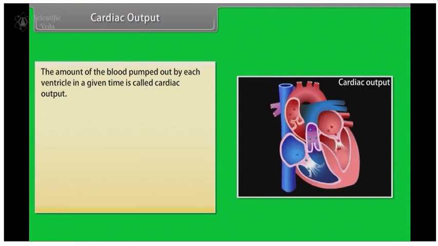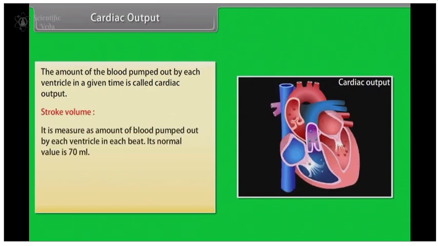Cardiac output. The amount of blood pumped out by each ventricle in a given time is called cardiac output. Stroke volume is measured as the amount of blood pumped out by each ventricle in each beat. Its normal value is 70 milliliter.